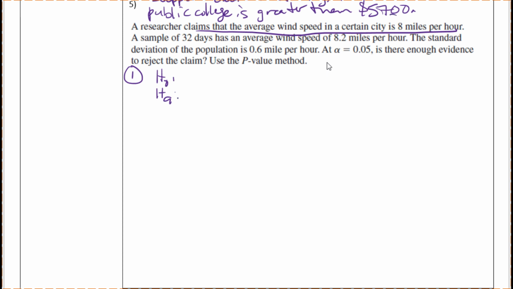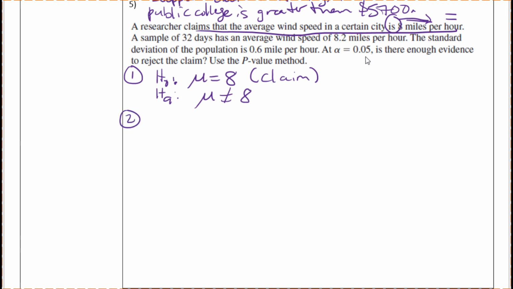Since it says it is, that means we're going to use the symbol equal to. An equality statement belongs to the null hypothesis, so mu is equal to 8. And that's our claim here. It's asking, is there enough evidence? The standard deviation is 0.6. Is there enough evidence to reject the claim? It doesn't tell us any direction whatsoever. It doesn't say whether it's greater than or less than, so we're going to assume that it's on both sides. So we're going to say it does not equal 8. All right, and that's our alternative.